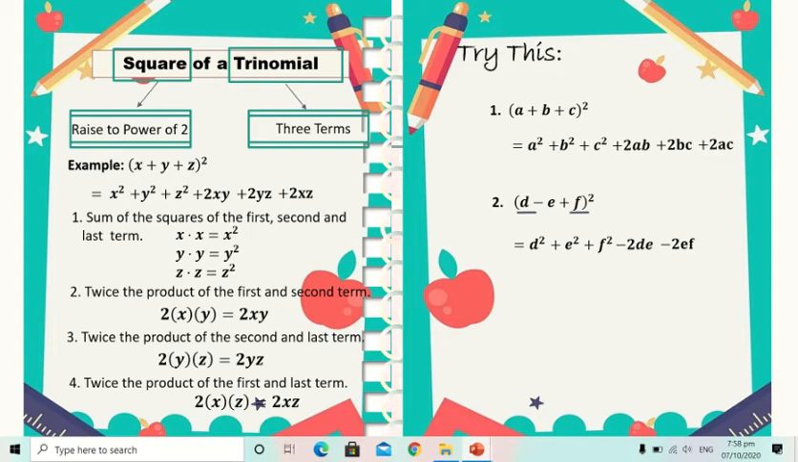Get the product of the first and last term. So, positive D, multiply by F, multiply by 2. We have positive 2DF. So, the answer for quantity D minus E plus F squared is equal to D squared plus E squared plus F squared minus 2DE minus 2EF plus 2DF.